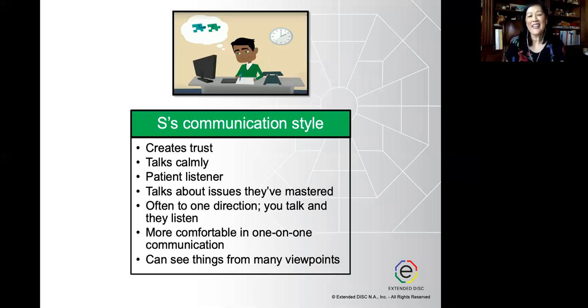So hopefully today that gave you a very broad introduction. And remember, most of our clients, when they come to our DISC sessions, are hearing DISC for the first time. So we want to give them a broad scope so that they're able to interpret their own results. If you have any questions about S styles or any of the other DISC styles, you can find more information on our extendeddisc.org website.